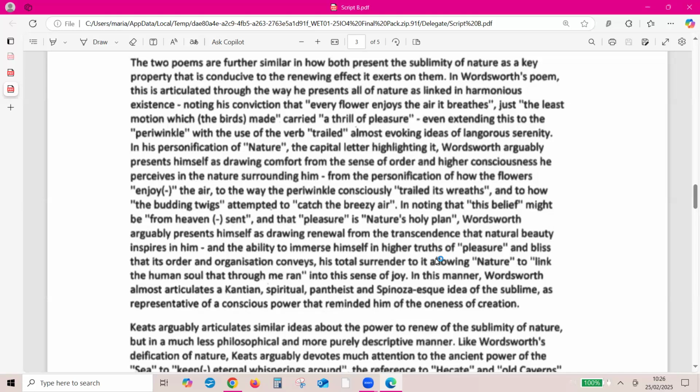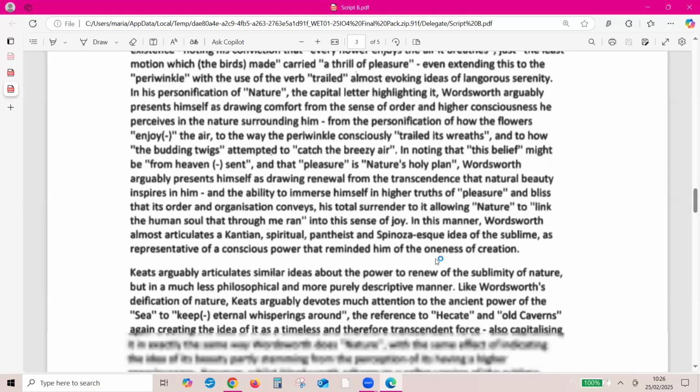In a personification of nature, a capital letter highlighting it, Wordsworth arguably presents himself as drawing comfort from a sense of order and higher consciousness he perceives in the nature surrounding him, from the personification of how the flowers enjoy air to the way the periwinkle consciously trailed its wreaths, and how budding twigs attempted to catch the breezy air, noting that this belief might be from heaven sent, and pleasure is nature's holy plan.